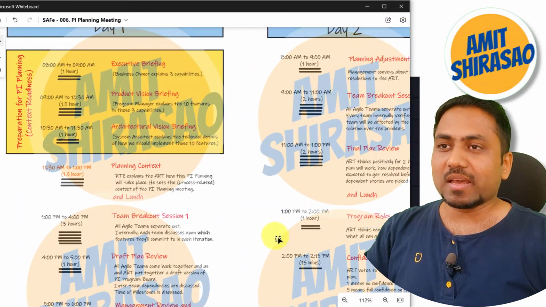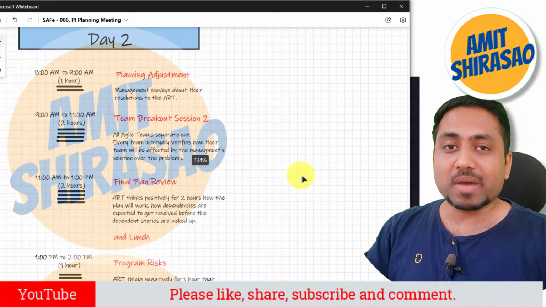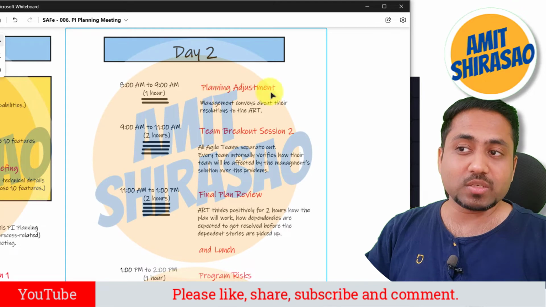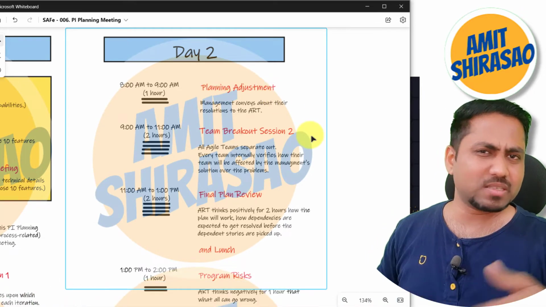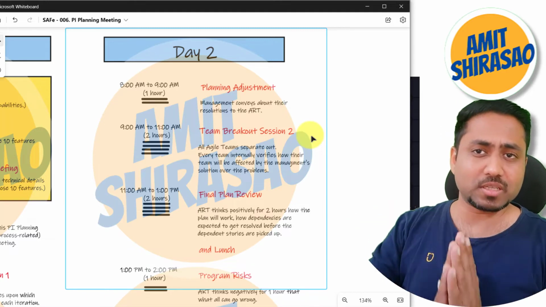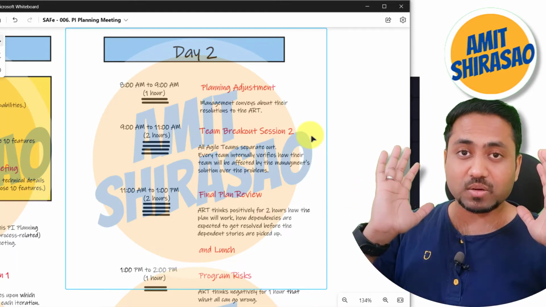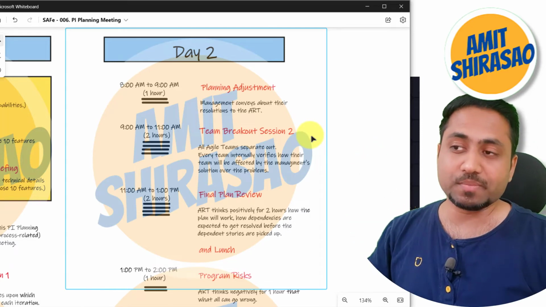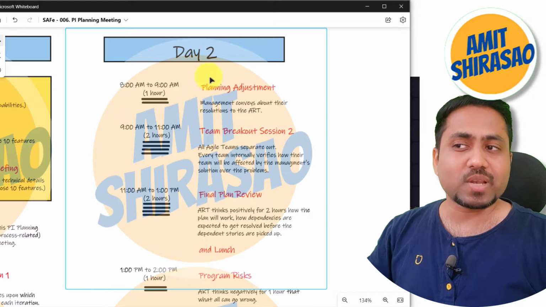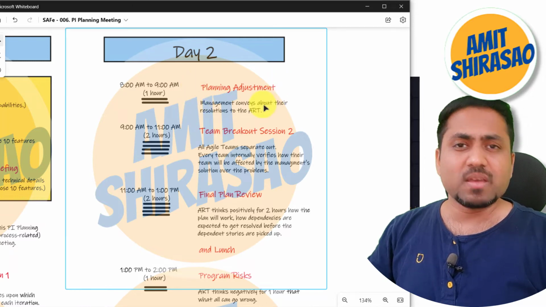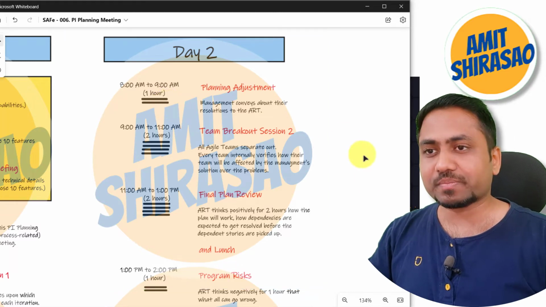Next day, everybody comes back. The entire ART is sitting together. Now management has to explain whatever they discussed yesterday in that last 1 hour. Everybody else had gone home, right? Only management was sitting there. Now management explains what they discussed and finally what solution they reached. That is conveyed by the management to the entire ART. That is called planning adjustment. This can get completed within 1 hour. It is very much possible.